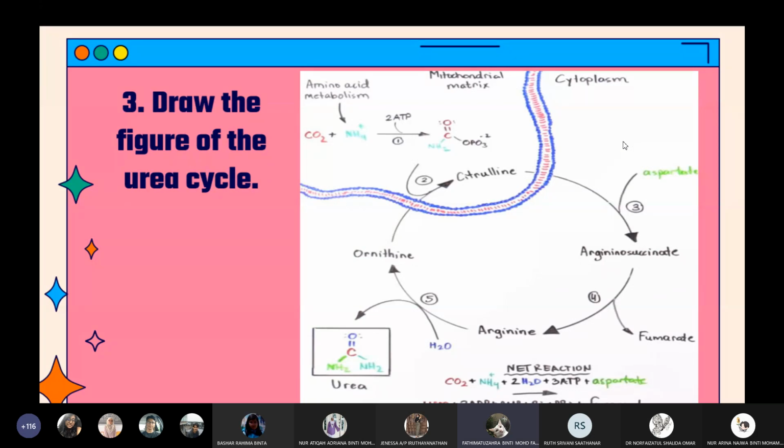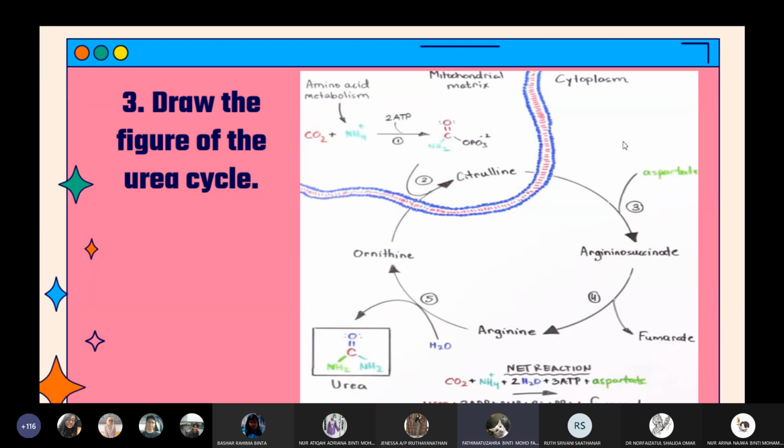In the third step, citrulline, which was produced in step 2, is transported into the cytoplasm. So step 3 is already occurring in the cytoplasm, not in the mitochondrial matrix anymore. Citrulline combines with aspartate, which is an amino acid, producing argininosuccinate. This reaction is catalyzed by the enzyme argininosuccinate synthetase, and it requires 1 ATP molecule.